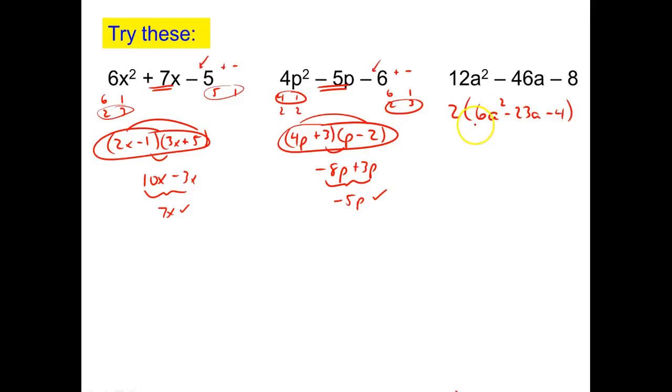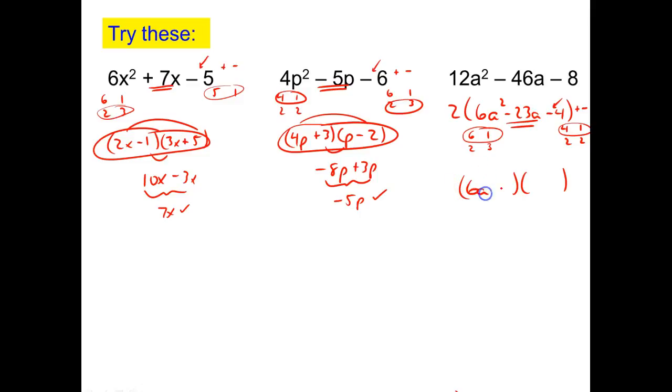And now I'm just trying to unfoil this quadratic trinomial. So that means the front term can be 6a and a, or it can be 2a and 3a. And in the back, I'm looking at 4 and 1, or 2 and 2. And since I have a negative sign there, that means one's going to be positive and one's going to be negative. And the middle term that I'm trying to build is a negative 23. So let's get started. How am I going to get close to negative 23? Well, immediately I see 6 times 4 as getting me really close. So let's try those.